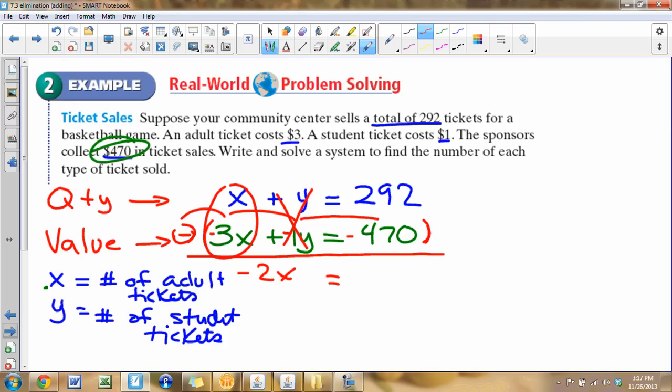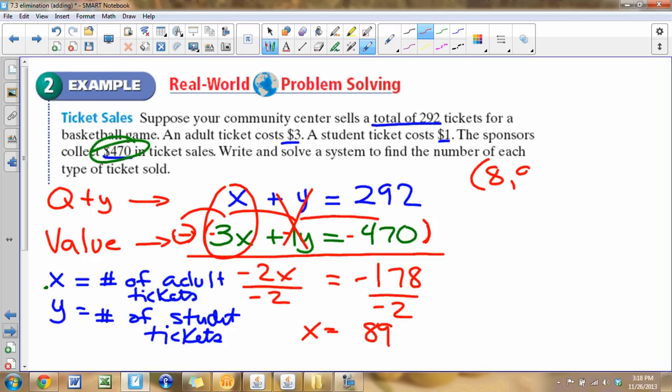And 292 minus 470 equals negative 178. Divide both sides by negative 2, and x equals 89. So x is 89. So I could write it like this, 89, right? But I also kind of need to know what that means. So X represented the adult tickets. So what I sold was 89 adult tickets, right?